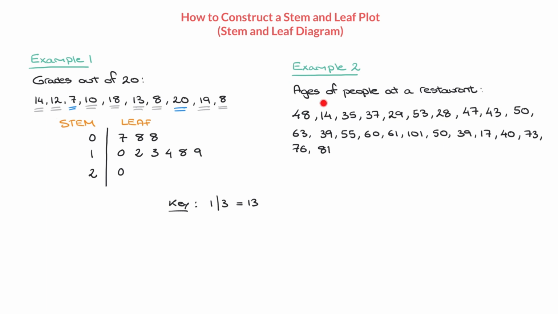Here we're given the ages of people at a restaurant, let's say on a Saturday night, and again we need to create a stem and leaf plot or a stem and leaf diagram for this data. Just at a quick glance here, we can see quite quickly that the stem and leaf plot for this data will have quite a lot more rows than the one we just did here. In fact, I should say, you may find the construction of the stem and leaf plot I'm about to do a little bit slow in this video.